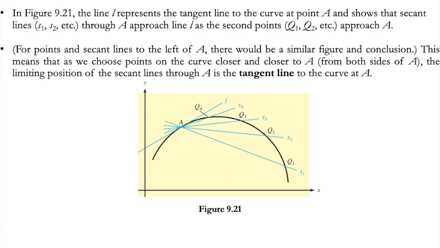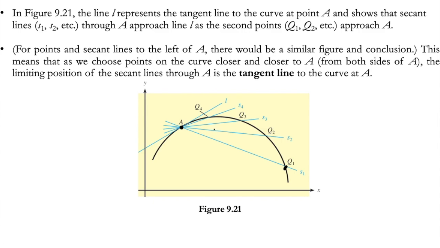But then if I show you this figure, we start with point A, and then we move to another point here, Q1. Connecting point A and point Q1, we have a line called S1. This line is below the curve. This line basically is not a tangent because it intersects the curve.